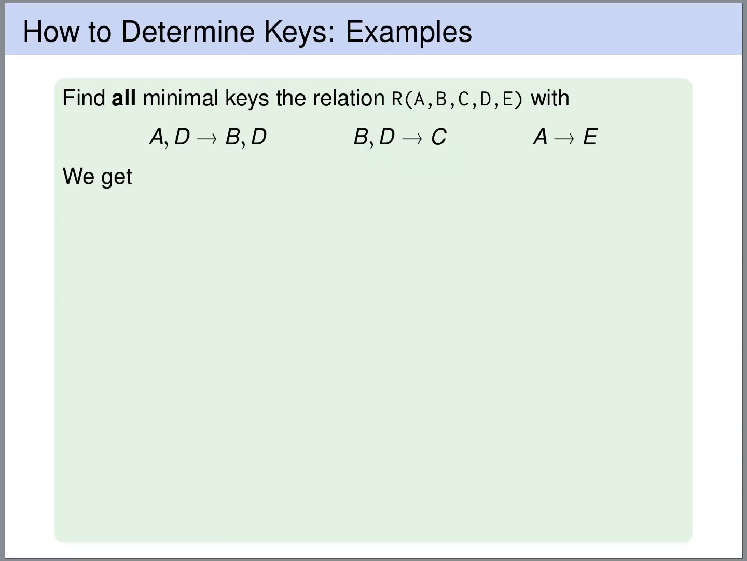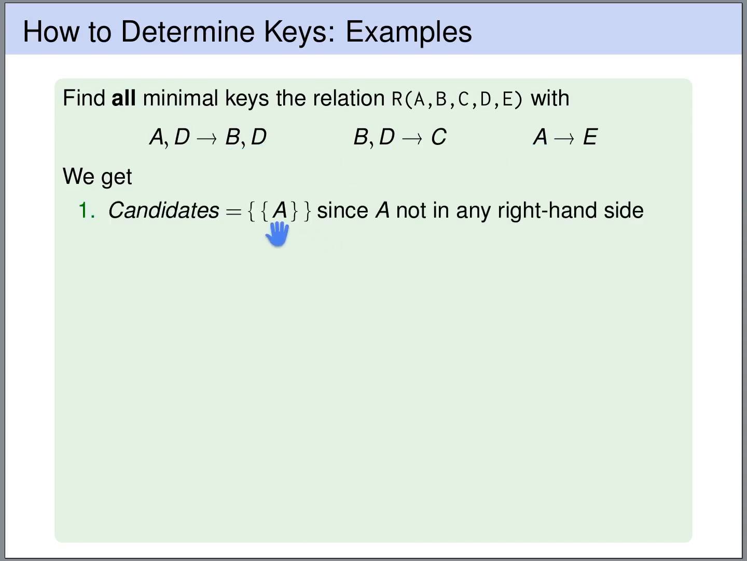So let's look at a slightly more complicated example. We again have a relation R with attributes A, B, C, D, E, and these are our functional dependencies. The first step is again to check what attributes do not appear in the right-hand side. The attribute A does not appear on the right-hand side, B does, C does, D does, and E does. So only A does not appear on the right-hand side, so we start with a set of candidates that contains only the candidate set of A.